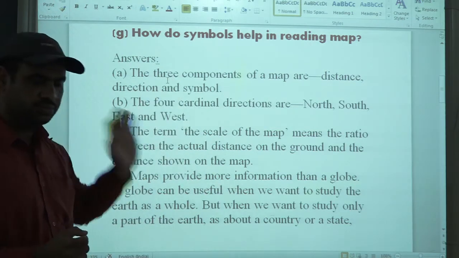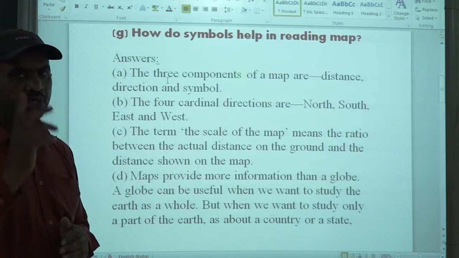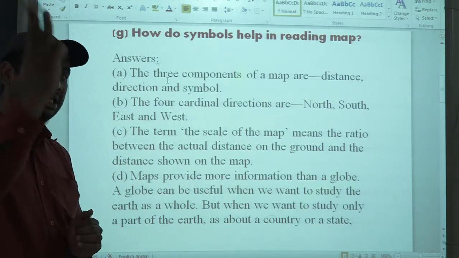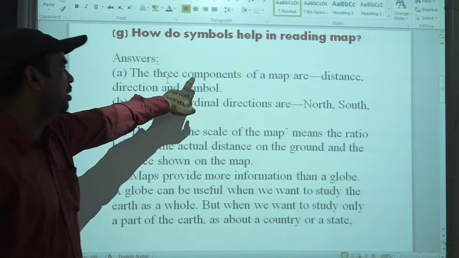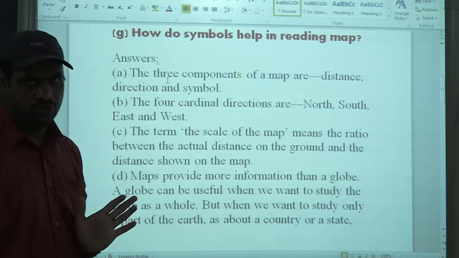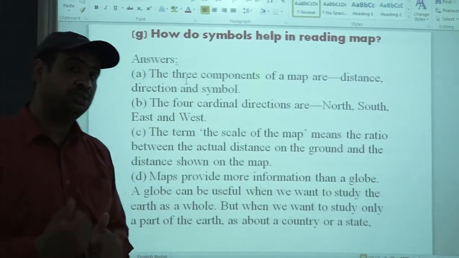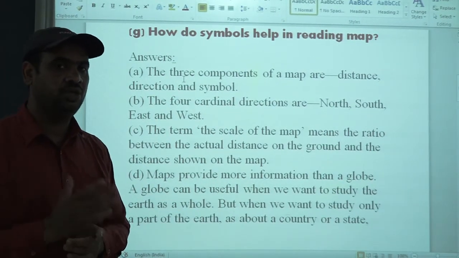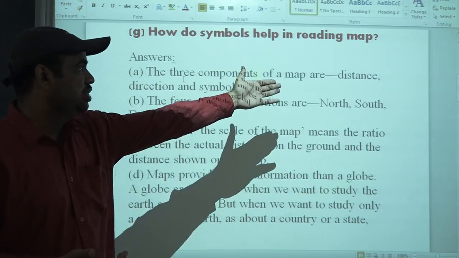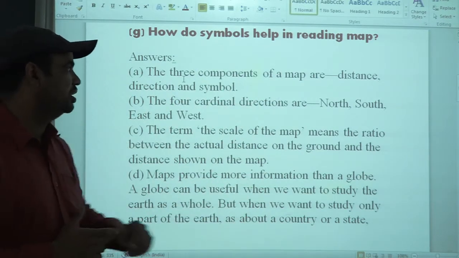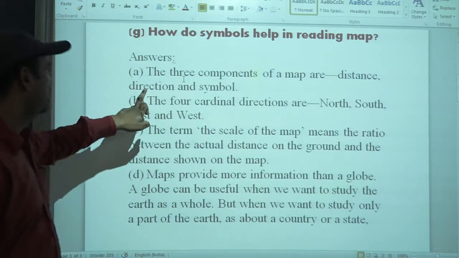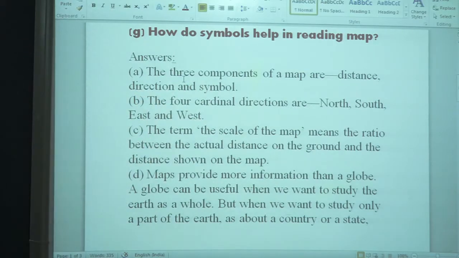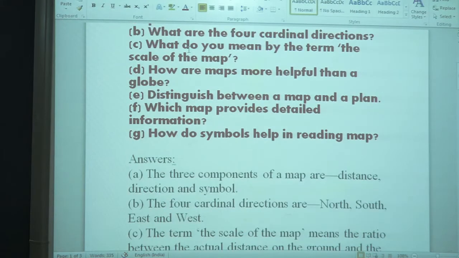And symbols. Symbol is very important on a map. So these are the 3 important components of a map. Without these, map reading is not easy. It will not be possible if these 3 components are not there. Again I am repeating, distance, direction and symbol. These are the 3 components of a map.